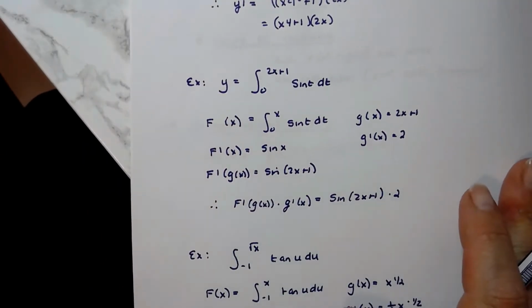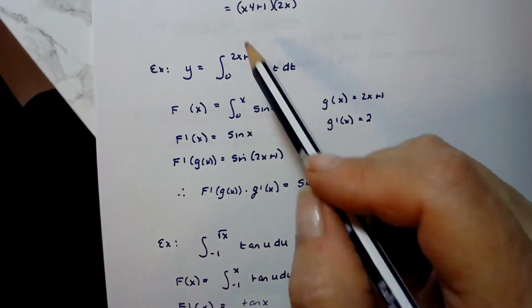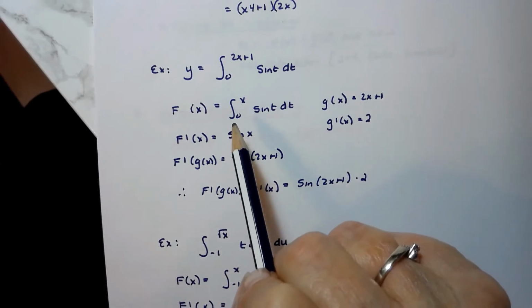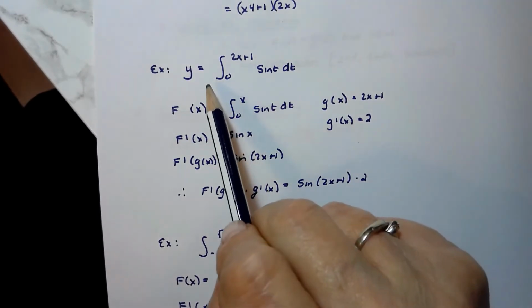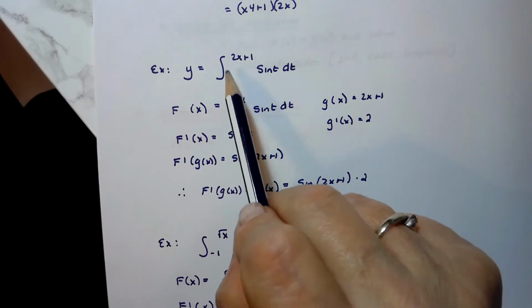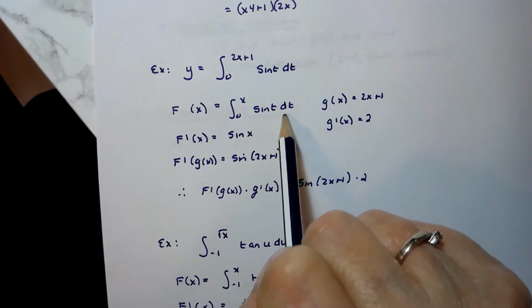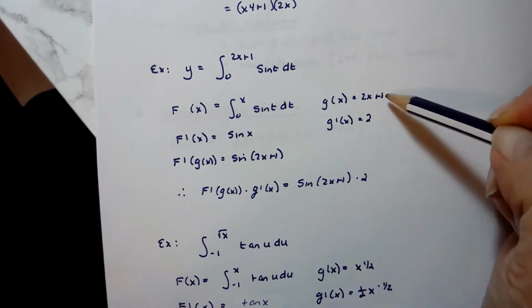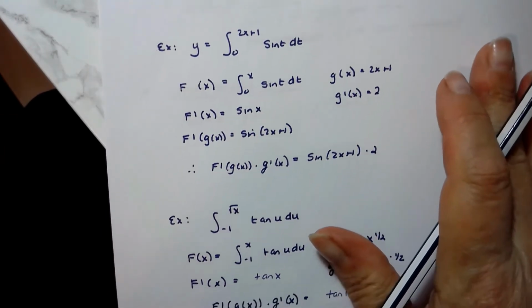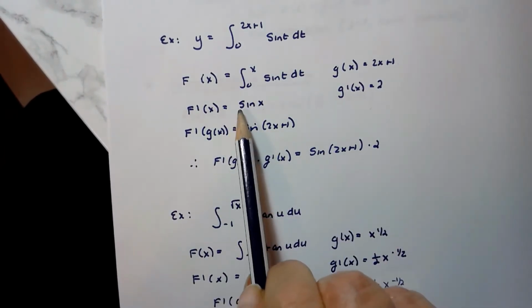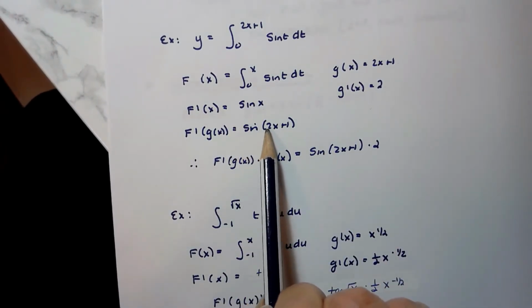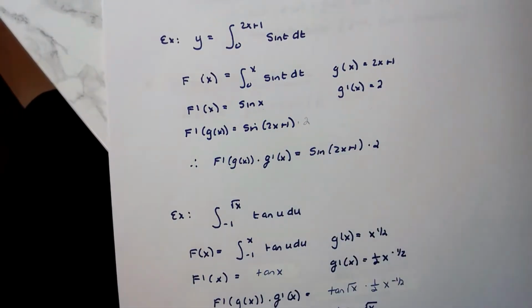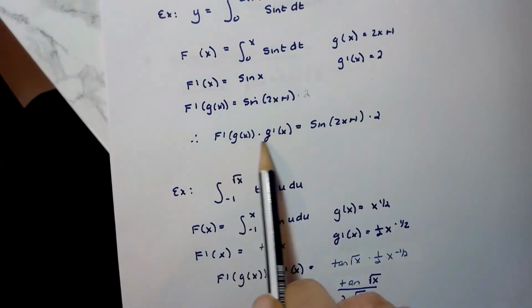In the next example, it's not any more complicated, but it's got a much different upper bound here. So the outer function is F of x equals the integral from 0 to x of sine t dt, which means that the derivative is just the sine of x. The inner function is 2x plus 1, so the derivative of the inner function is 2. Putting this together using the chain rule, I say the derivative of the outer recomposed with the inner times the derivative of the inner function. And I wrote it nicer down here.